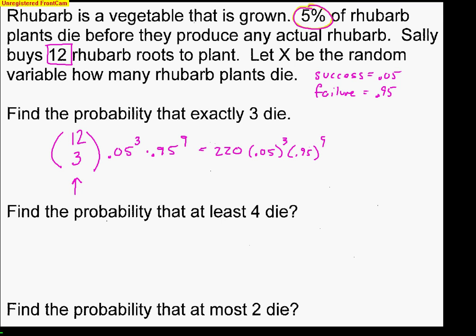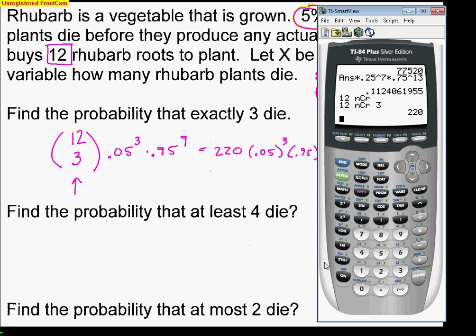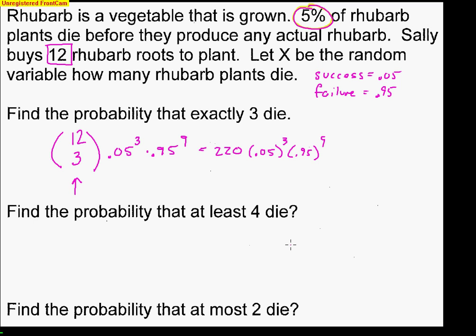Okay, so now I'm just going to go back to my calculator. I'm going to type in 220 times 0.05 raised to the third for my 3 successes, times 0.95 raised to the 9. Okay, and I get a chance of 1.73%. So there's a 1.73% probability that this happens.